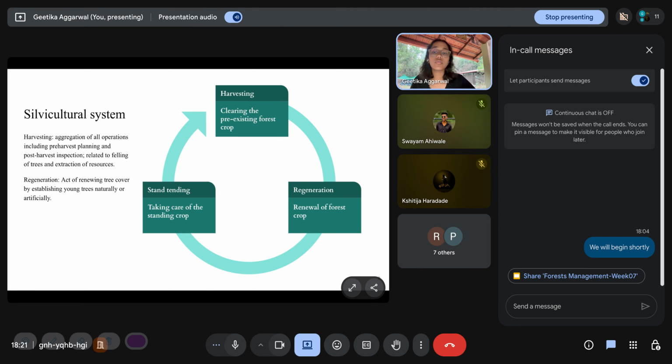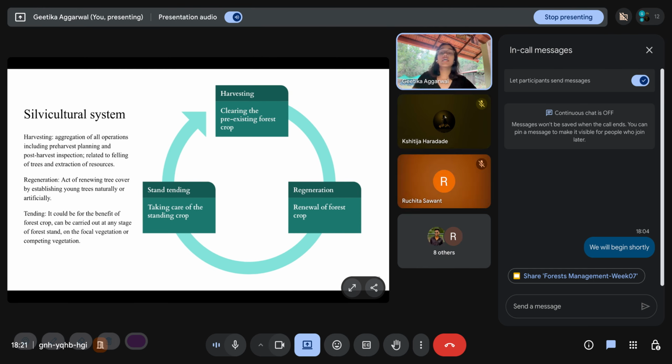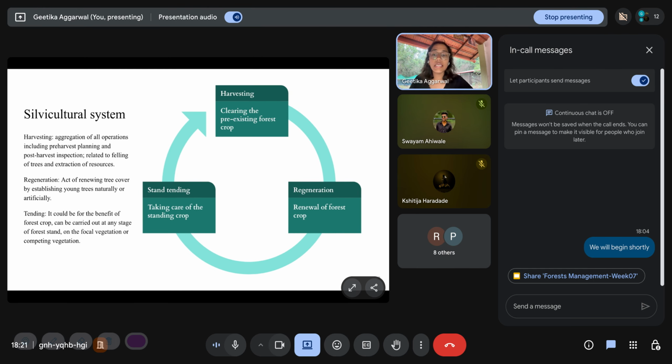Then there is regeneration, which is basically the act of renewing tree cover in that area. And this you can do either naturally or artificially. We'll be discussing this in further detail in a little bit. So basically, all the process that goes into renewing the tree cover in this area which you've just cleared out, by trying to either artificially or naturally establish young trees. So the area is empty now and you somehow want to establish new trees in this area. That's regeneration.